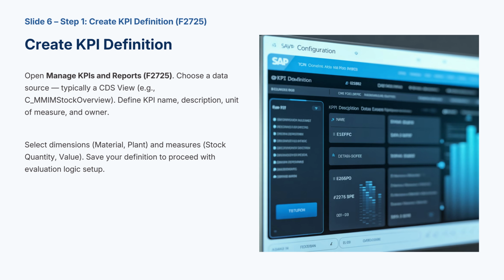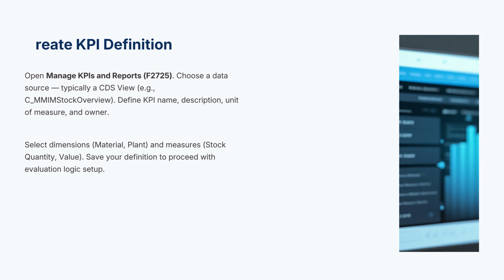Step 1. Create KPI definition, F2725. We begin with the Manage KPIs and Reports app. Here, select a relevant CDS view like CMMIM Stock Overview. Define a meaningful KPI name, such as Blocked Stock Ratio, along with description, unit of measure, and owner. Next, specify dimensions like plant or material, and measures such as stock quantity or value. This forms the foundation of your performance indicator.